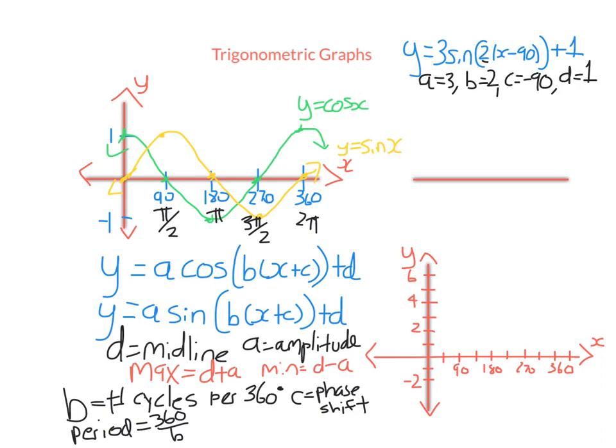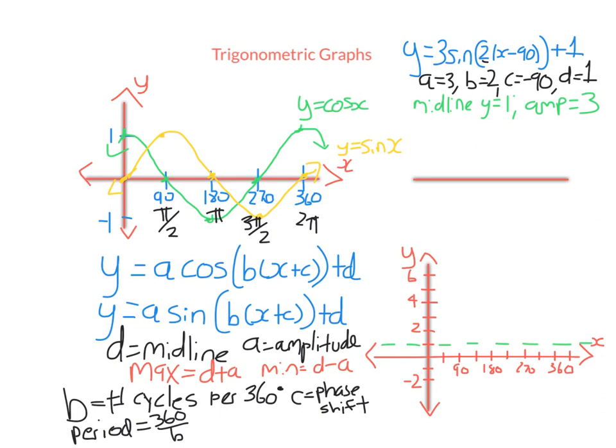So what we can tell straight away is that the midline of this is going to be y equals 1. That's because d is equal to 1, and we know the amplitude is 3 because it's the value of a. So I can draw the midline here. This will sort of cut the graph in half. It's at 1 because d is equal to 1. Now the amplitude's 3. It's going to go up 3, so its maximum's at 4, and its minimum is going to be down at minus 2.